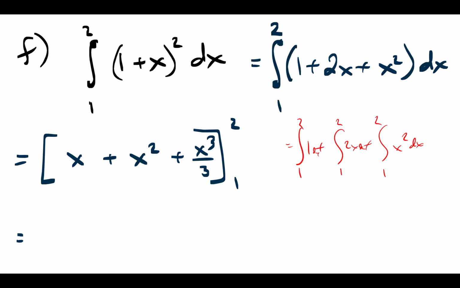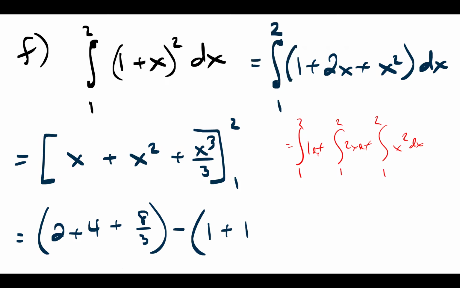Okay, let me just check my work here. That's 2, is that right? Yes. That's a 4, and that's going to be 8 thirds. 8 over 3. Subtract a 1 plus a 1 plus a 1/3. Ooh, now this could be a little bit crazy here. So that's going to be a 6 plus 8 over 3. I'll handle the 3's individually. I'm going to subtract 2, subtract a 1/3. Are we okay with that?